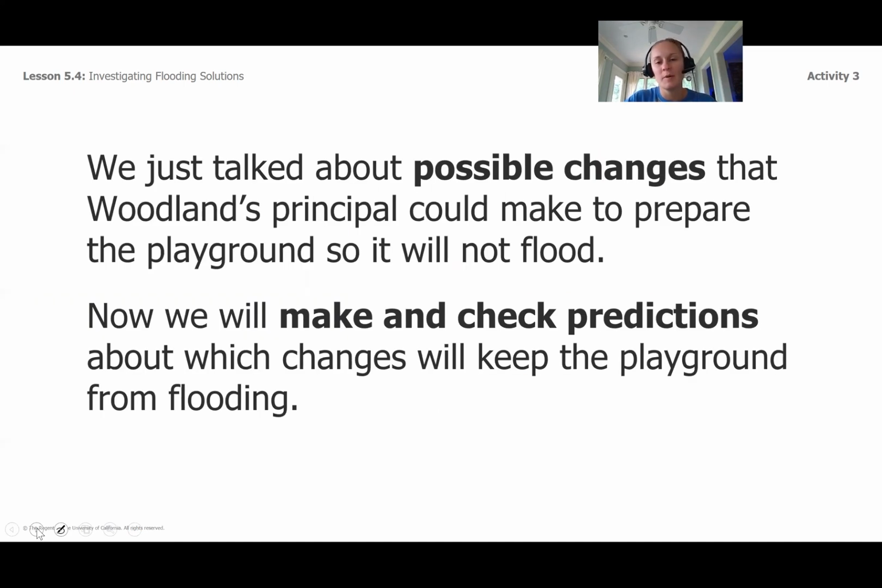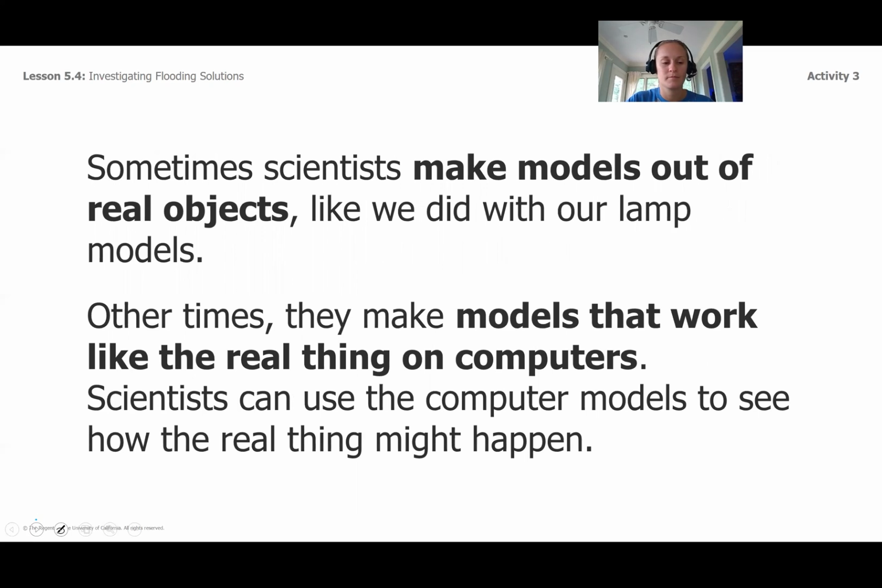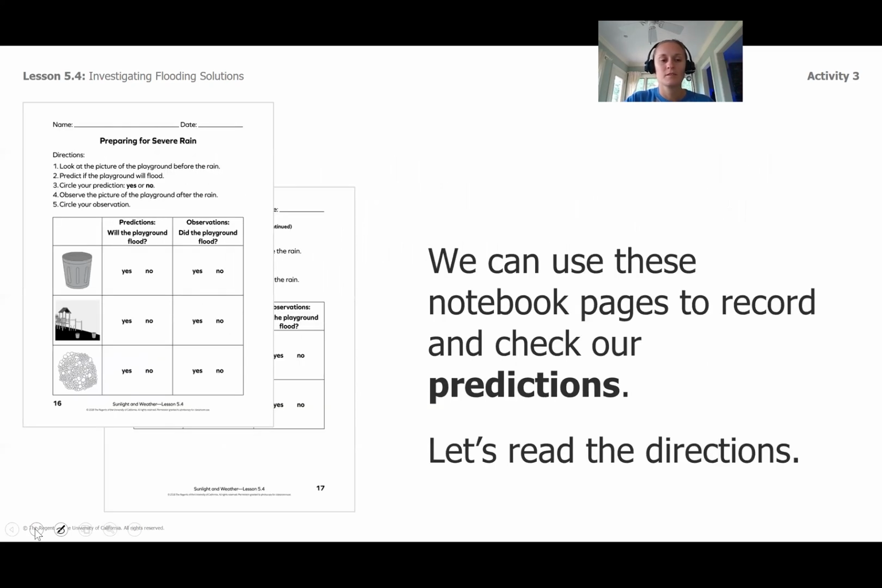So we just talked about possible changes that Woodland's principal could make to prepare the playground so it will not flood. Now we will make and predict and check the predictions about which changes will keep the playground from flooding. So you've got pages similar to this, okay? They don't look exactly like this, but let's read the directions and see what we're going to do, okay? We're gonna look at the pictures of the playground before and after the rain. We're going to circle whether we think it's going to flood or not flood, okay?